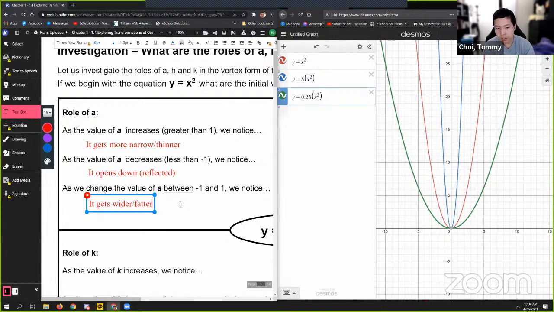And usually the other word that some people use is fatter, but oftentimes we're not allowed to use that word at all anymore because of PC culture. You know what I mean? But yes, it gets wider.